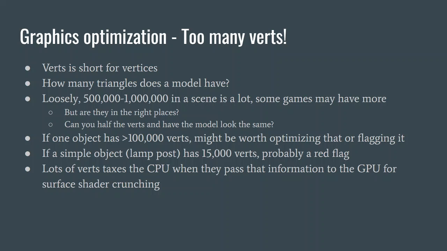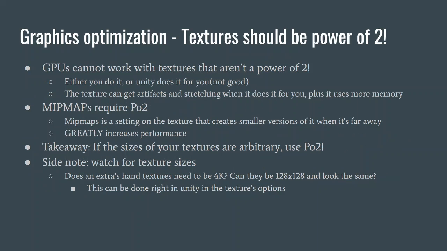Basically, a lot of vertices taxes the CPU, because when they pass the information to the GPU for crunching all the numbers and doing all that fun stuff with the shaders, it takes time. So every extra vert takes a little bit of time. So anything you can simplify just helps everything, makes it more performant.